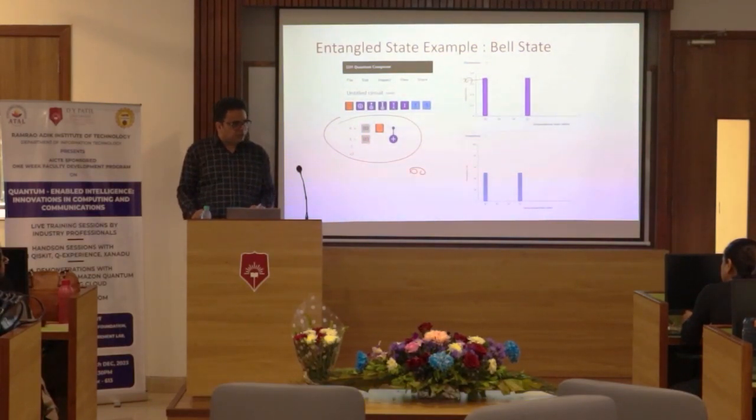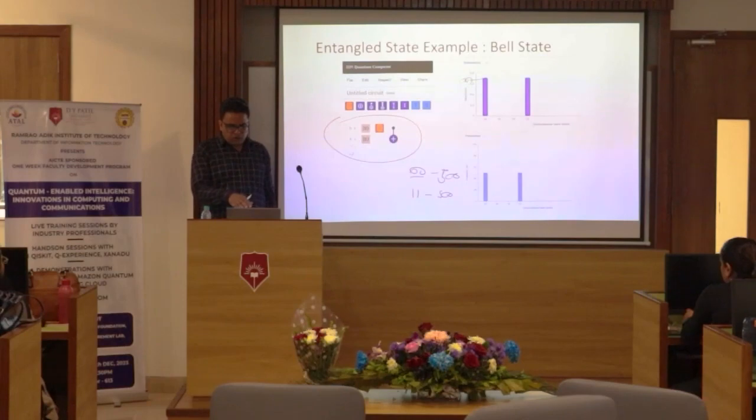If you run the experiment several times, let's suppose 1000 times, almost 50% of the time you will get 0, 0, maybe around 500 times, and a similar 500 times you will get 1, 1. To get this probability distribution, you need to run the experiment several times. If you run it one time, you will not get the true picture of this quantum circuit. In general, how many iterations are performed? Generally 1000 to 8000 is the requirement.